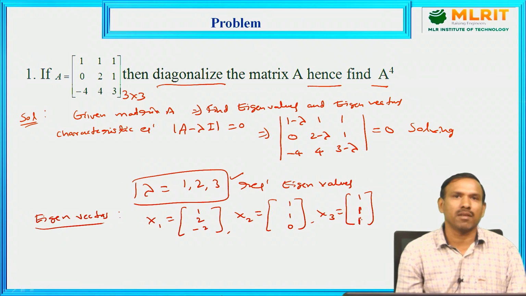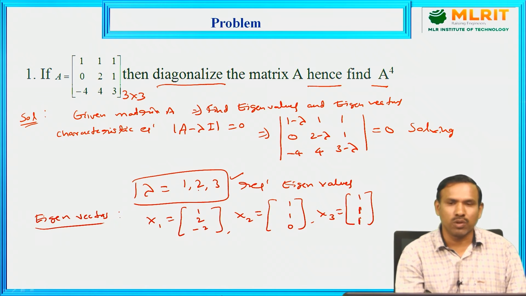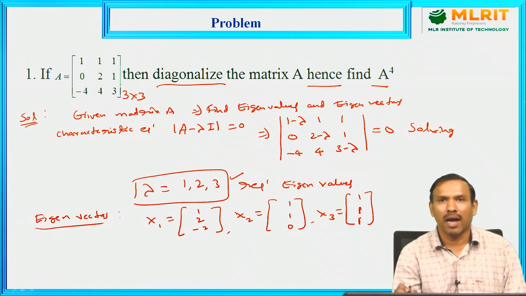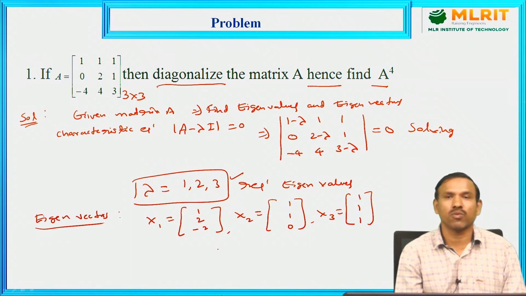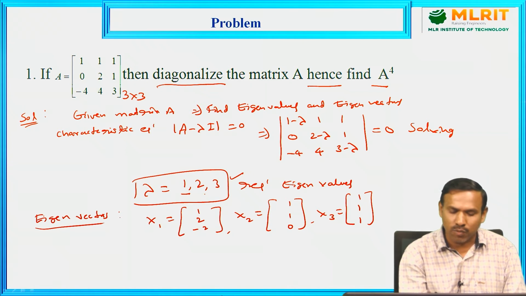Directly I am taking the predetermined values. 1, 2, 3 are the eigenvalues, and for the 3 eigenvalues, the respective corresponding eigenvectors are x1, x2, x3. These are the 3 eigenvalues and 3 eigenvectors. Here x1, x2, x3 are clearly linearly independent eigenvectors. Without verification, we can say they are linearly independent. Why? Because the eigenvalues are distinct.